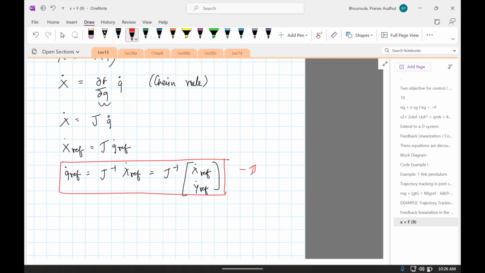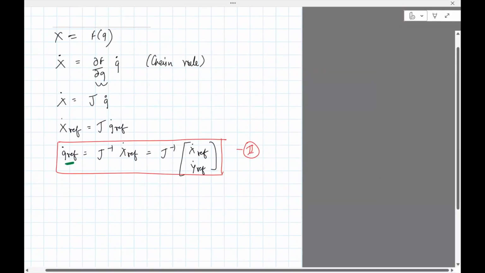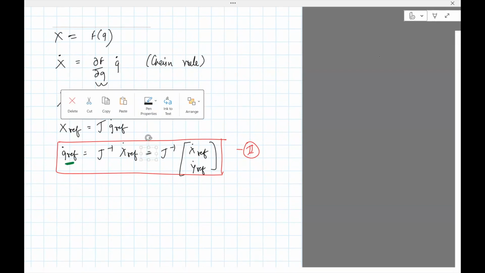This is number 2. It basically gives us a way to compute q dot, which again is needed in that equation, the feedback linearization equation. Okay, but we don't have to stop here. We also need q double dot. So I'm going to take the derivative of this term again.